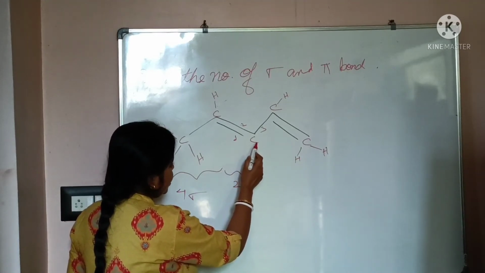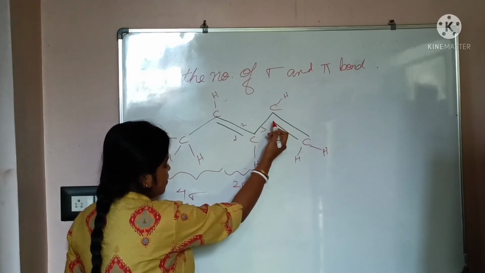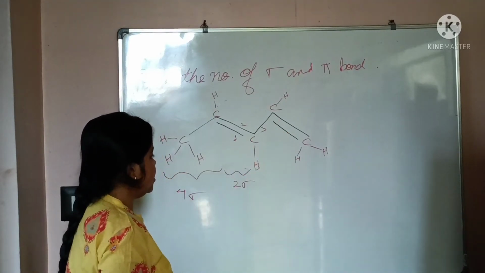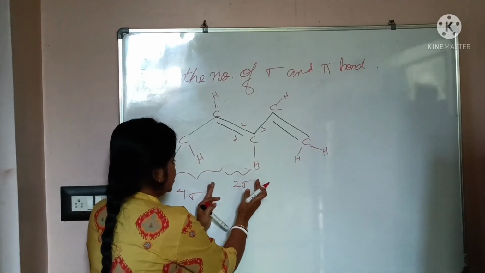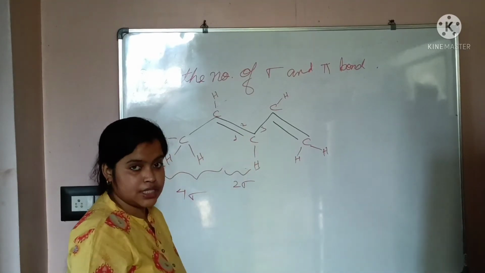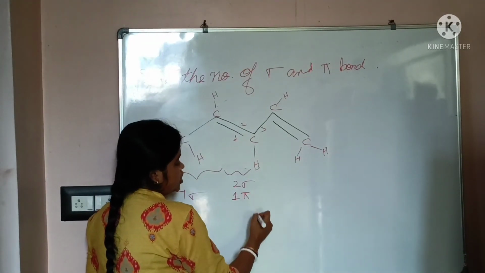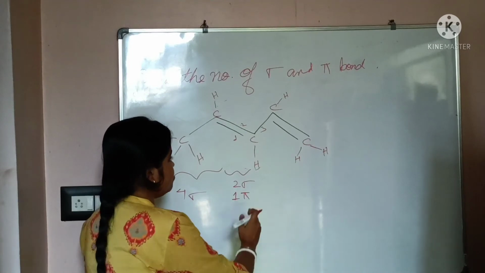And for this carbon I have already taken this portion. So I will explain here: up to this there were 2 sigma bonds and a pi bond. One multiple bond was present, and that multiple bond is a pi bond. So 1 pi bond is present here.